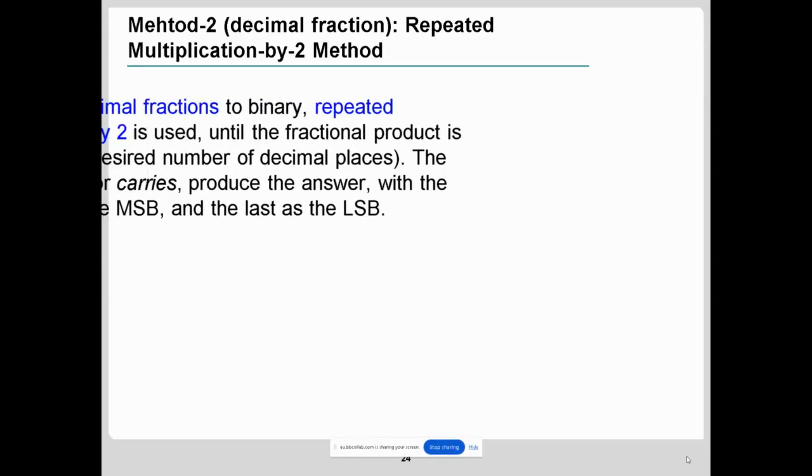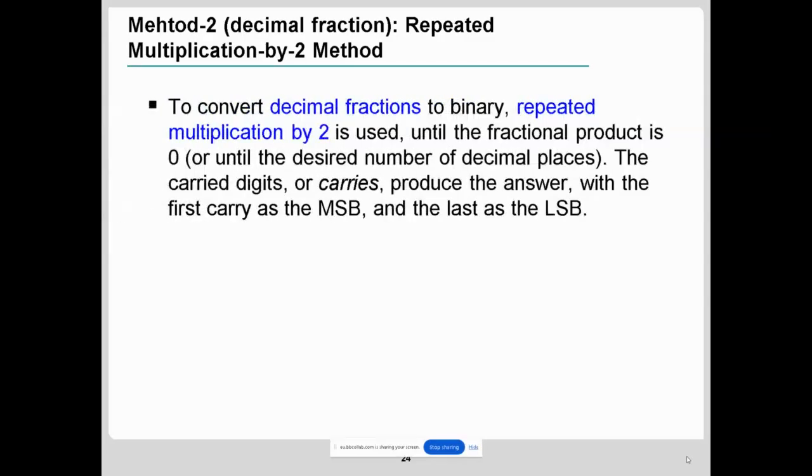Okay, now the repeated multiplication by 2 method. Now we have two parts. One is the decimal part. If you have some question, please ask me. Everything's clear? Good. The repeated multiplication by 2 method is for the fractional part. To convert a decimal fraction into binary, we have two parts: the whole part and the fractional part. For the fractional part, repeated multiplication by 2 is used.